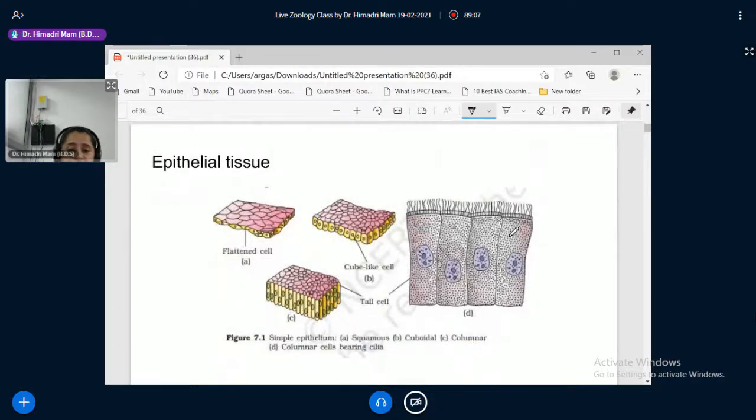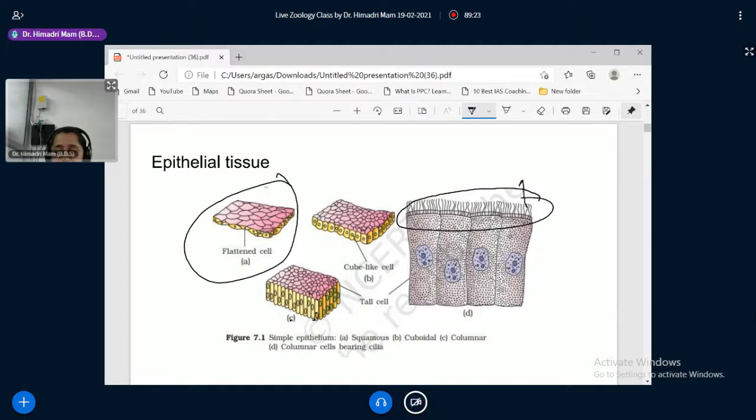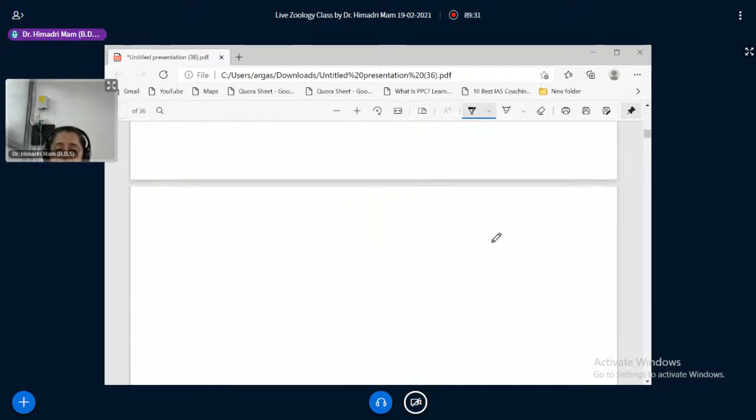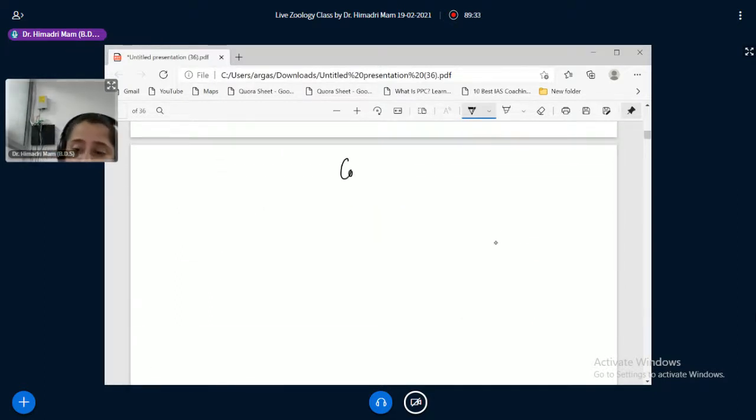You can appreciate by this, we have the flattened cells, squamous cells, which have irregular boundaries. Then we have the cube-like cuboidal cells. We have the columnar cells, where the nucleus is located at the terminal. Then we have the ciliated epithelium. We have the cilia for locomotion or motility. Right. Then we have the connective tissue.